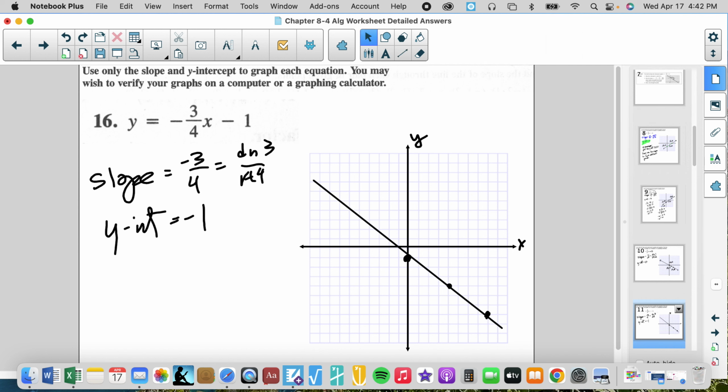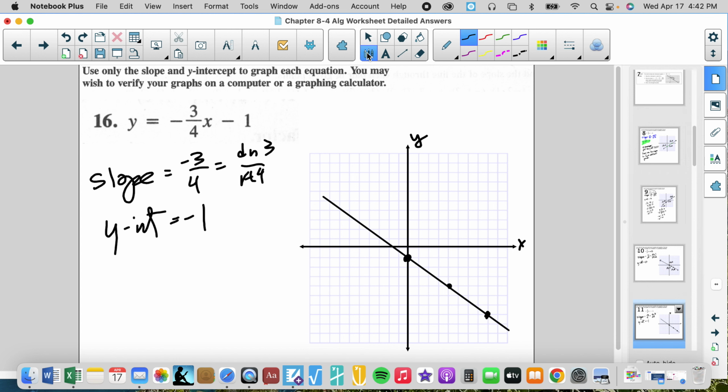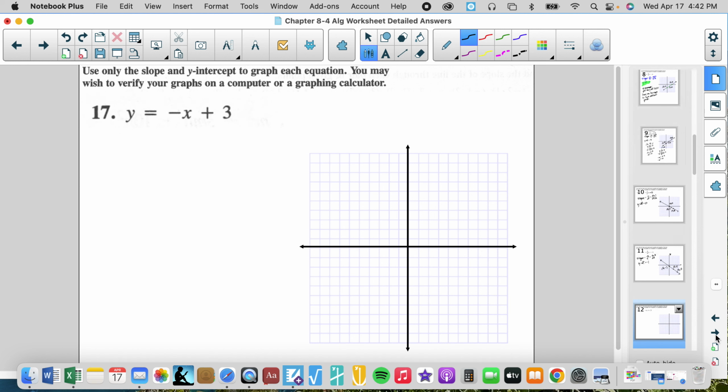Each teacher is going to be a little bit different on what they want to see on their graphs. Mr. Mack wants to see arrows. He wants to see coordinates (0, -1) next to the points. This is going to be (4, -4). And this is going to be (8, -7). Yep. And we're done.